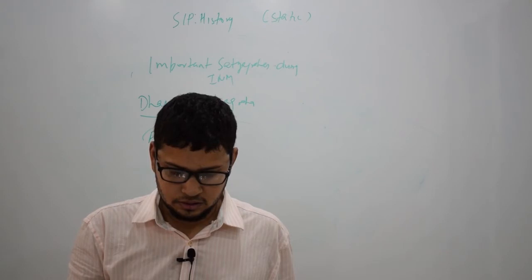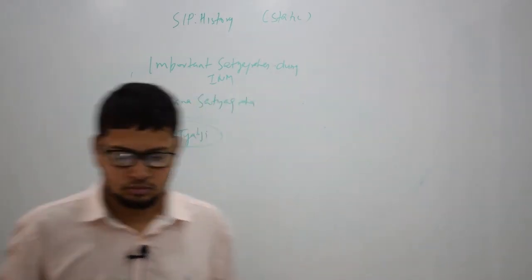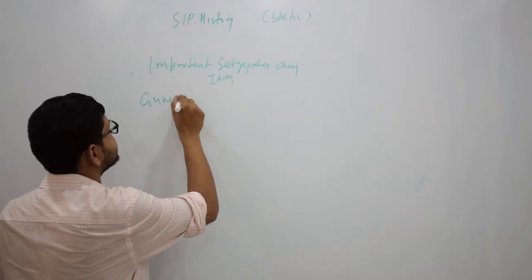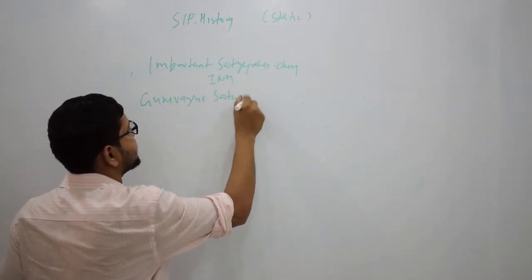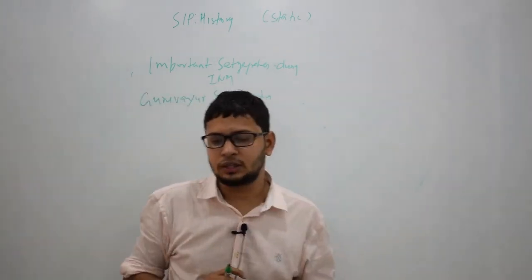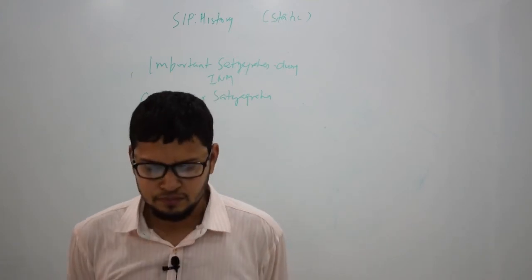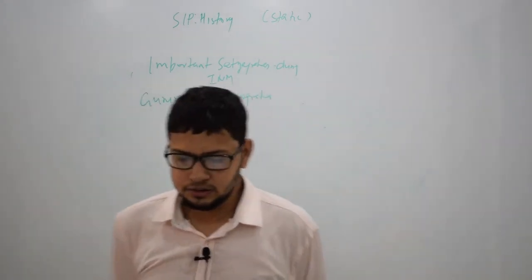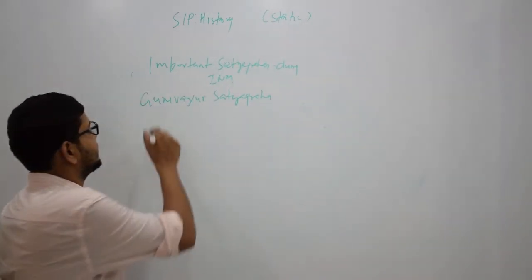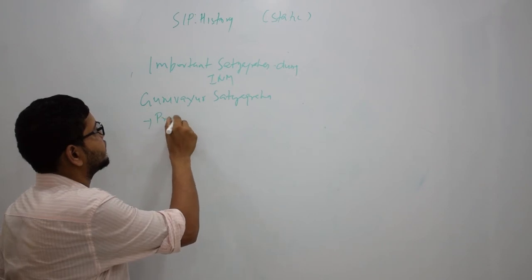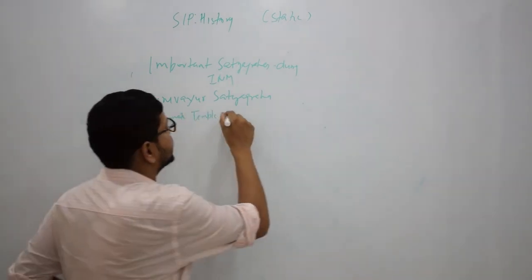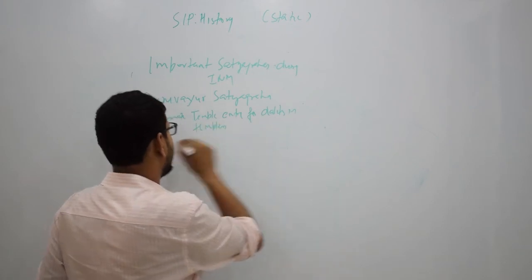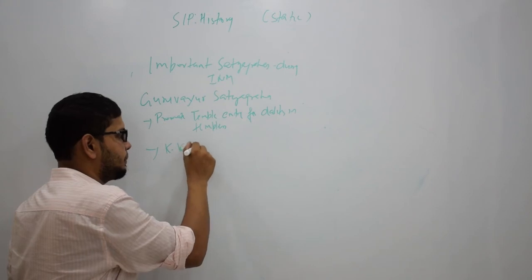Next we have the Guruvayur Satyagraha. Now, the Guruvayur Satyagraha took place in Guruvayur, which is in Thrissur district, again in Kerala, and it is again the same kind of movement. It tried to promote temple entry for Dalits in temples. And the leader of this movement was K. Kelappan.